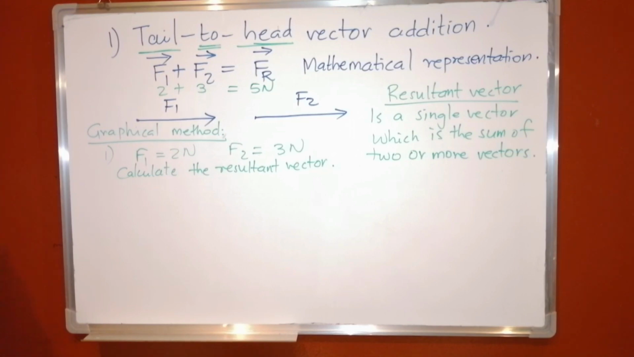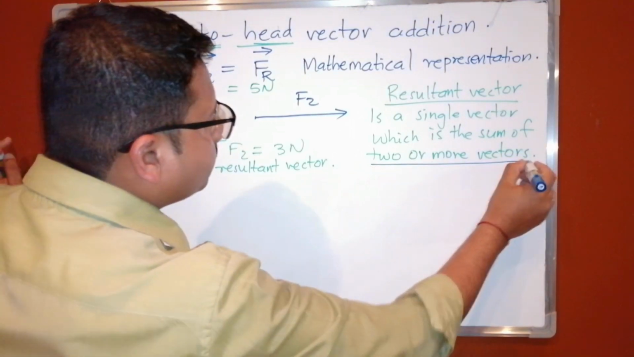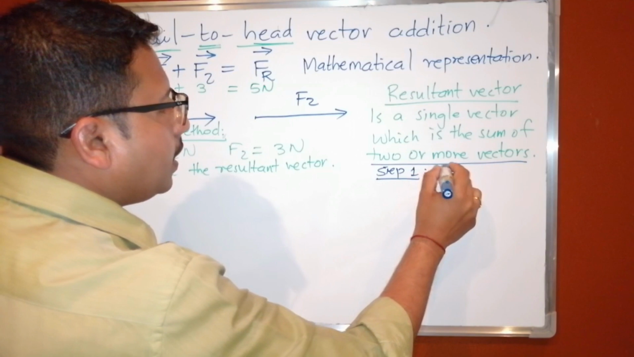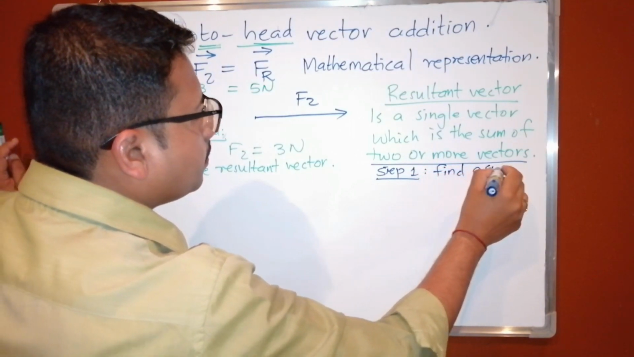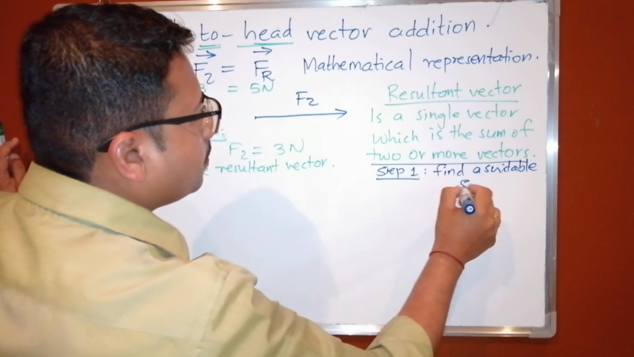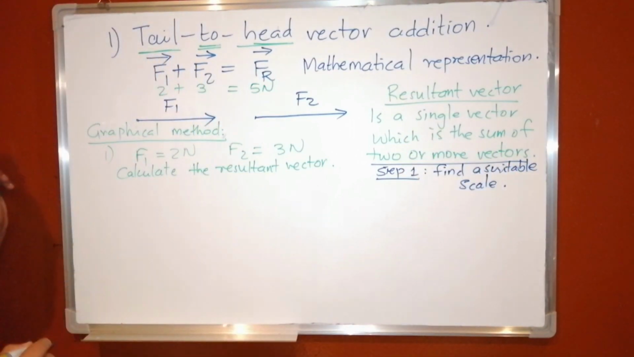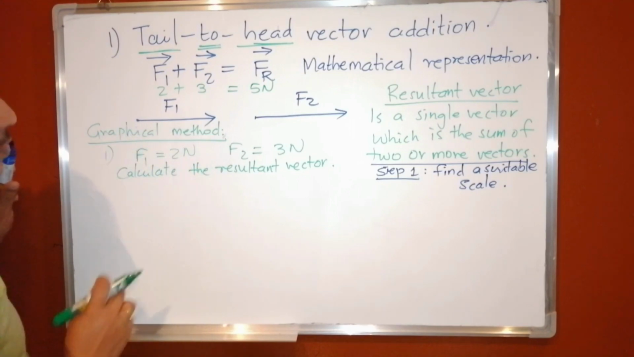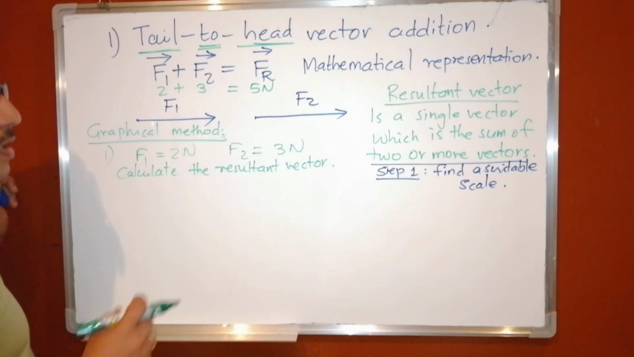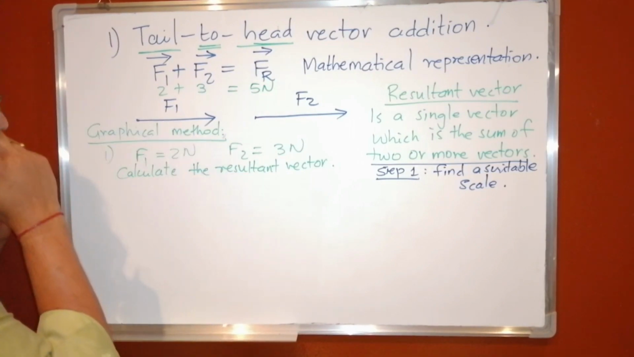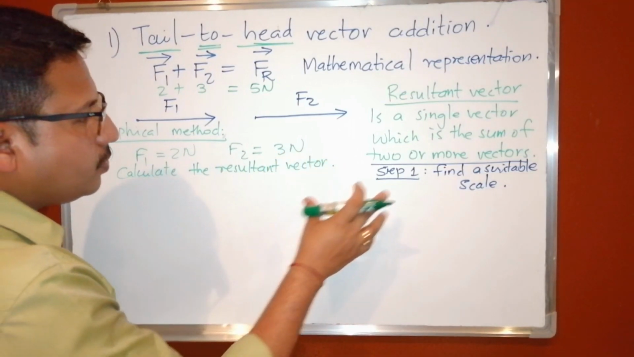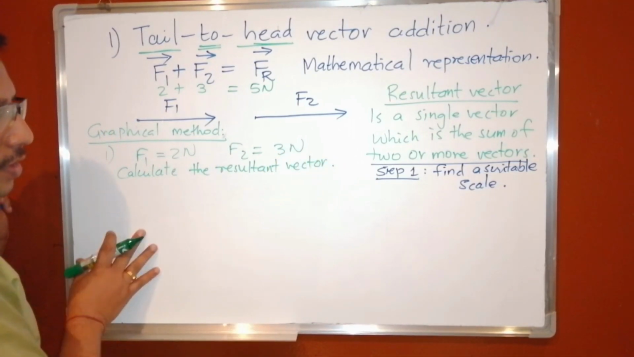The first step, step number 1, is that you must find a suitable scale. The values here are actually magnitudes of force, 2 Newton, 3 Newton. They're not there on your ruler. You can't find 2 Newton or 3 Newton on your ruler. So you have to find a suitable scale which you can use on the ruler.